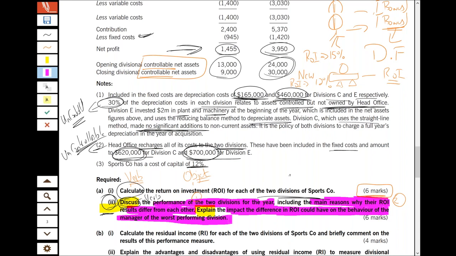So friends, there are two verbs. I'm breaking down the requirement. This is what I believe you should do. One is discuss. What to discuss? Two things: performance and reason. Then another verb is explain. What to explain? Impact. I can score 6 marks by writing so to the point. Let me show you.